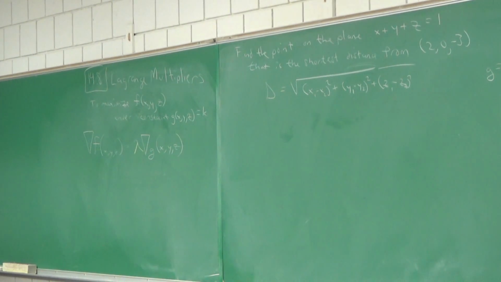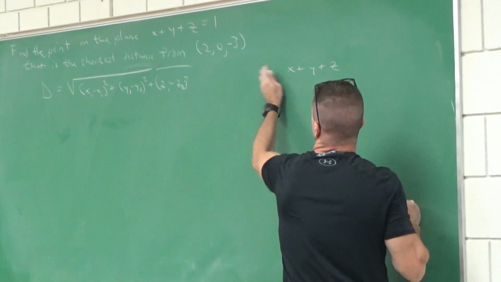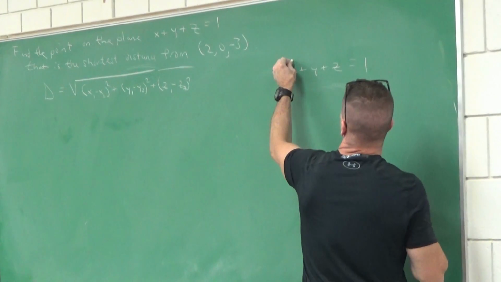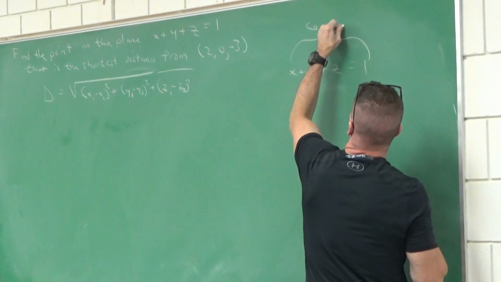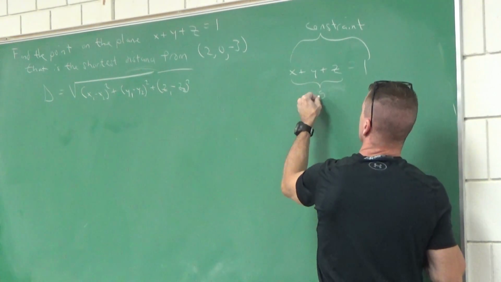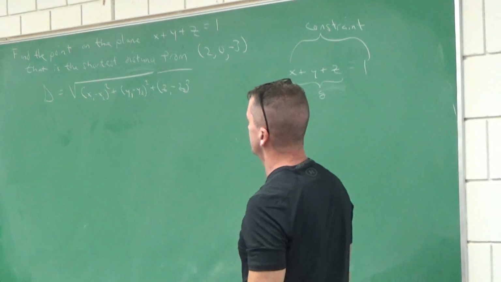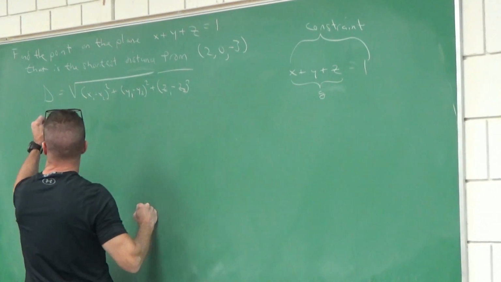But this is really what you're going to take the gradient of. So I'll write this. I'll say this is our constraint. You can set it equal to g if you want. But this right here is g of x, y, and z. That's your g. Now, where are we plugging this point in? So I'm going to write it again.